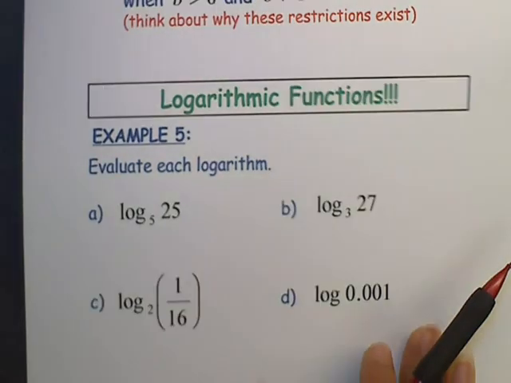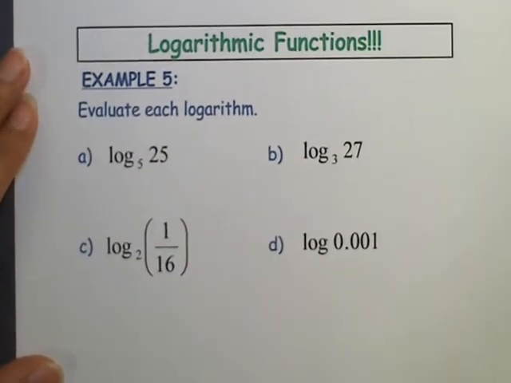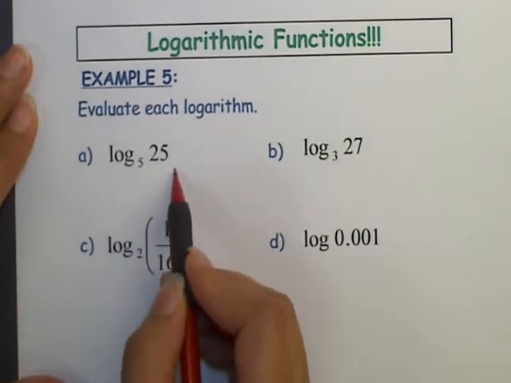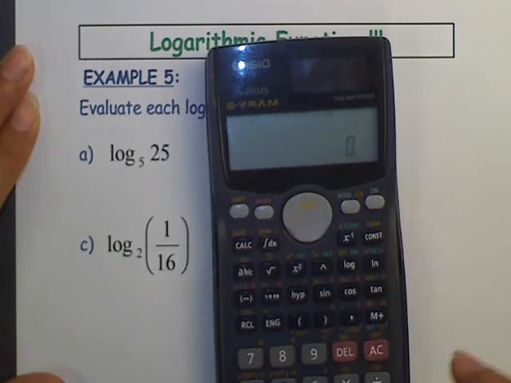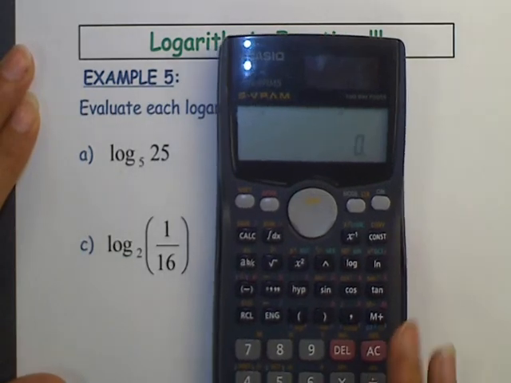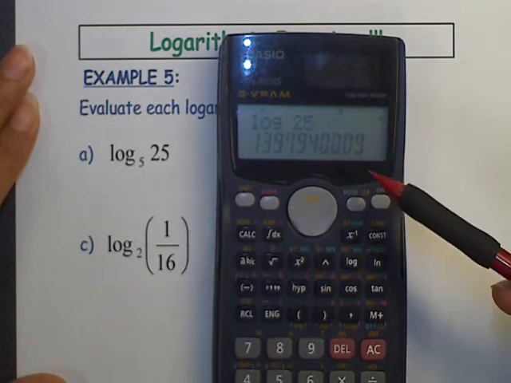So example 5. It asks us to evaluate each logarithm, and so we're looking at the log base 5 of 25. Now the problem here is that I can't actually use my calculator to evaluate this, and that's because the calculator only knows the common logarithm. So let's say I try to find the log of 25. I get an answer of 1.3979, etc., etc.